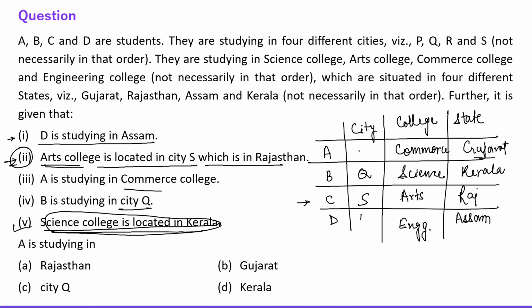Now let's talk about the questions. The first question says A is studying in, I mean in which state? A is studying in Gujarat. Alright. Next question, we will use the same table for all the questions based on this data.